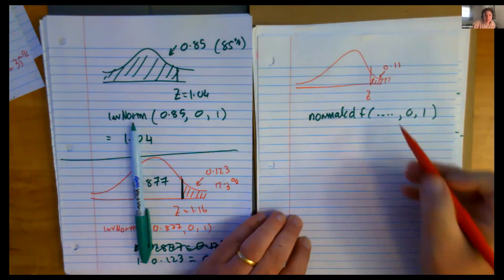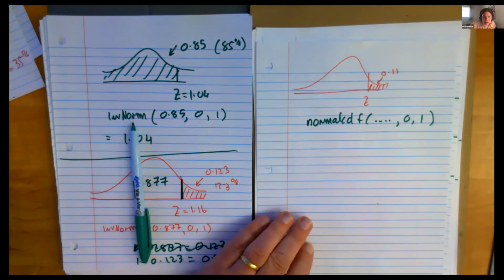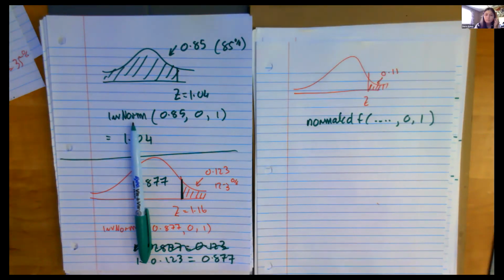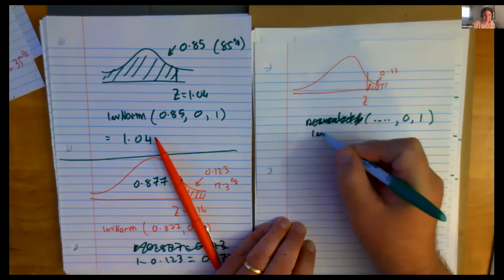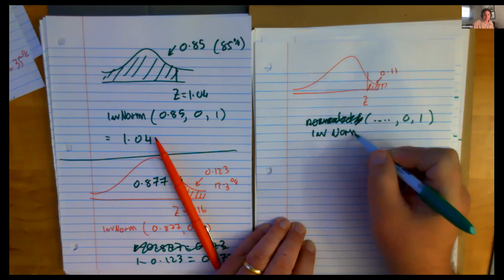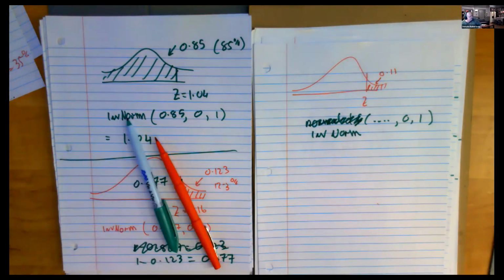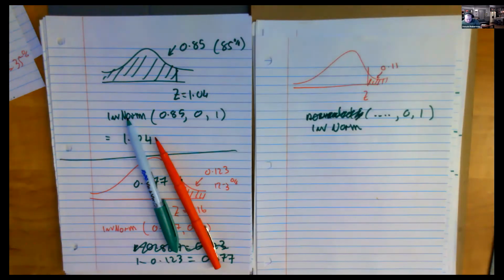Oh wait, isn't that supposed to be inverse norm instead of normal CDF? Did you all catch that deliberate mistake? Okay, back to my question. What number do I use? What decimal do I use? 0.89.